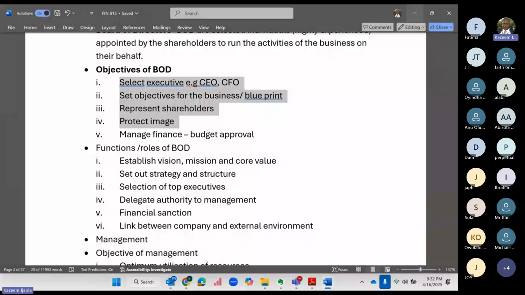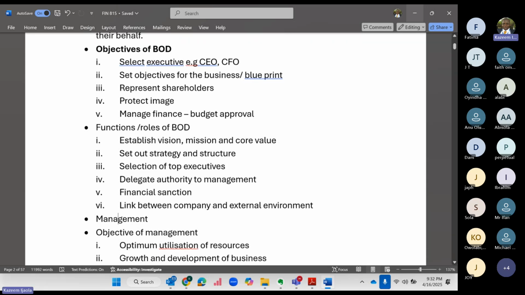So these are the five objectives of directors. Now, what are the functions of the board of directors? So just note this. Number one function is that they establish vision, mission, and core values for the organization. I'm sure we all know the difference between vision, mission, and core values.